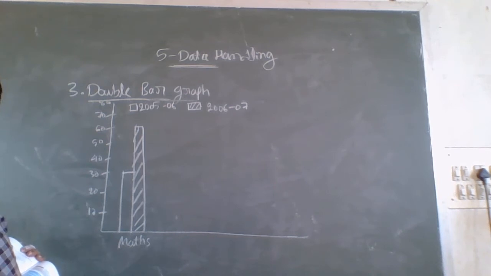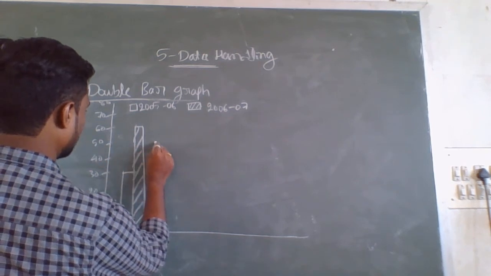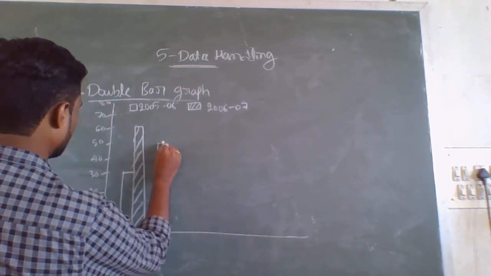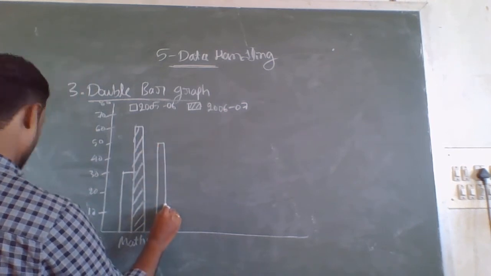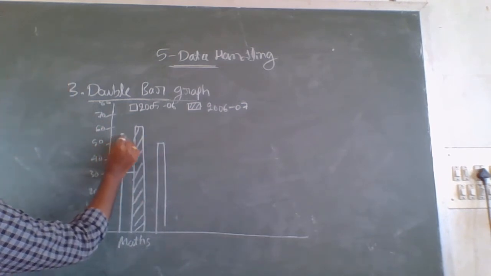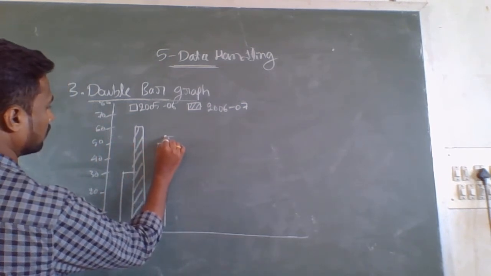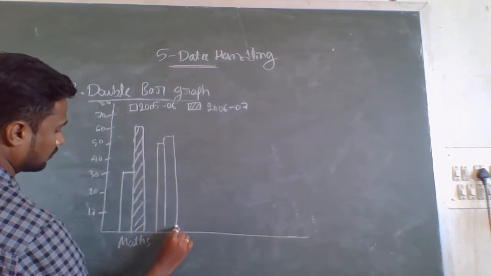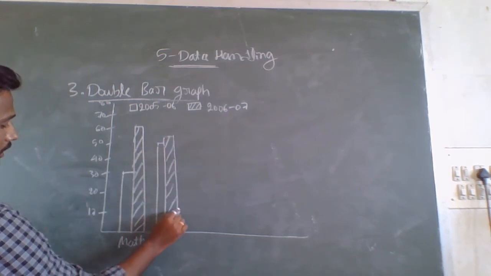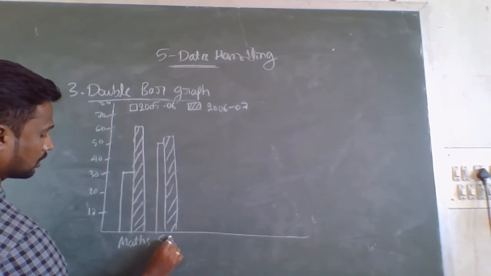First it is 50, next 55. So here 50 and 55 means it is between 50 and 60. Again it is a shaded graph. This is for social science.